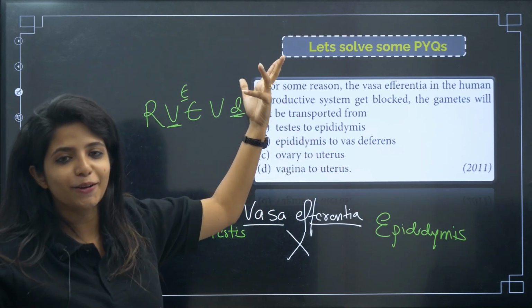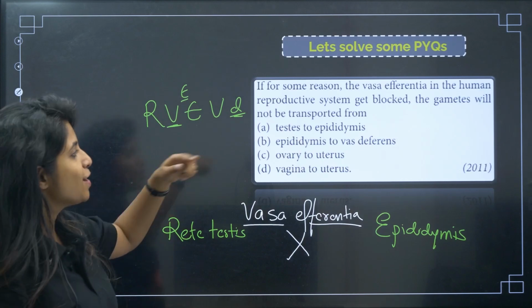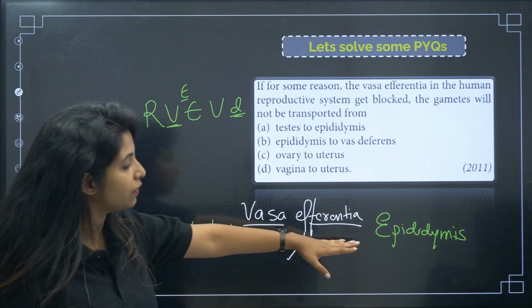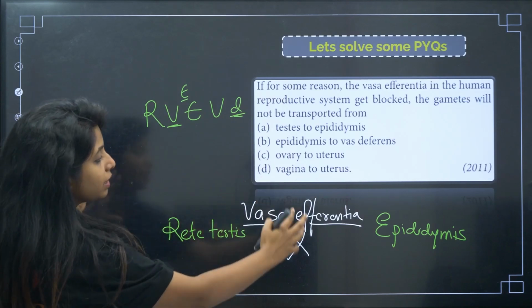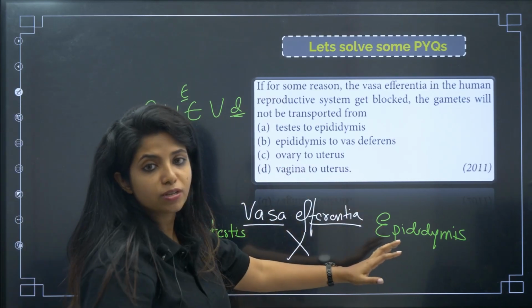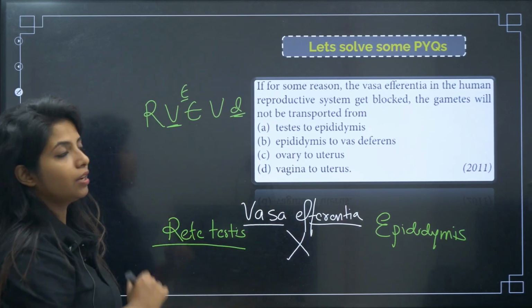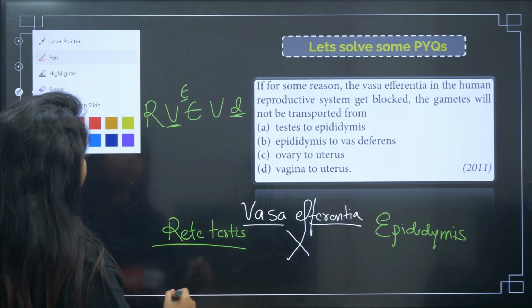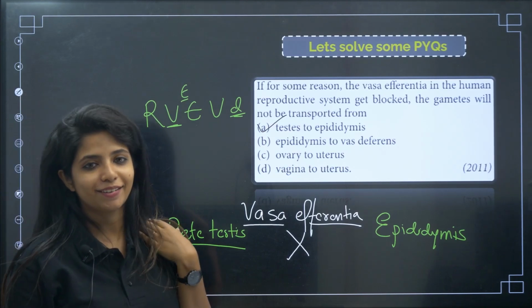Ovary to uterus is there, obviously not possible. Vagina to uterus, this is all female reproductive things, okay. So what do we have? The closest option that we have is testis to epididymis. Obviously, whatever is made inside the testis is not transported outside into the epididymis. Rete testis comes in the testis, right? So this will be the most appropriate option. This came in 2011.